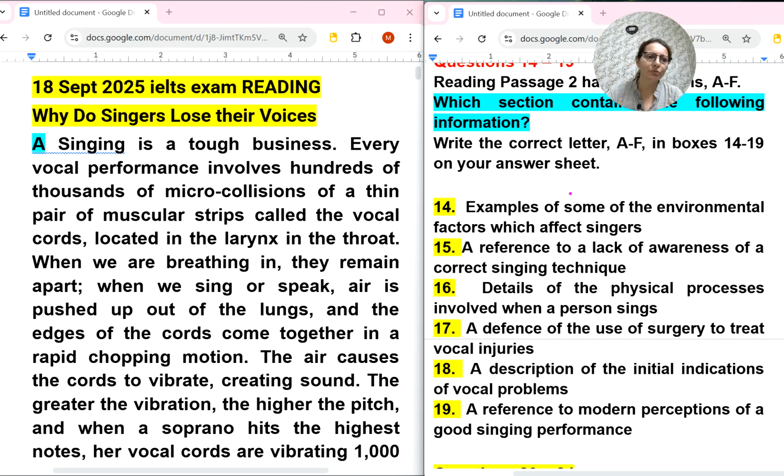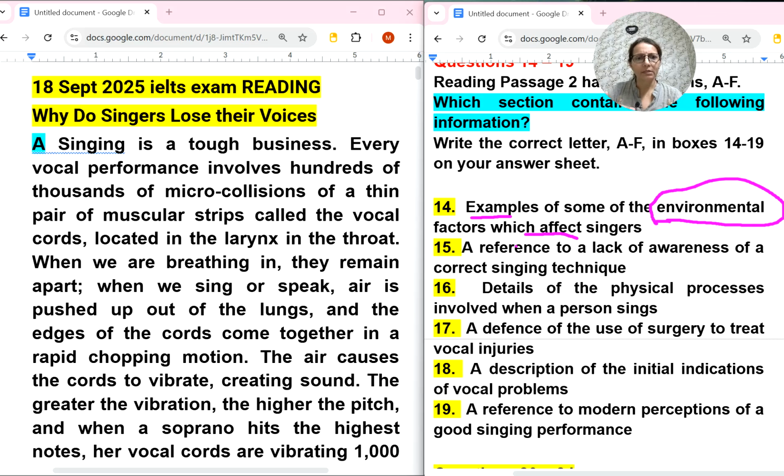Within 30 seconds, we can always read all the questions, all the options. Examples of some of the environmental factors which affect singers. Here the word environmental is important in examples. Of course, you will not get the same word in the reading passage. You will not get the word example, but where they are talking about environment related words, 2, 3 words or 4, 5 words, then you should understand that these are the examples. So environment is important. Where you get environment related words in any paragraph, that would be the answer.